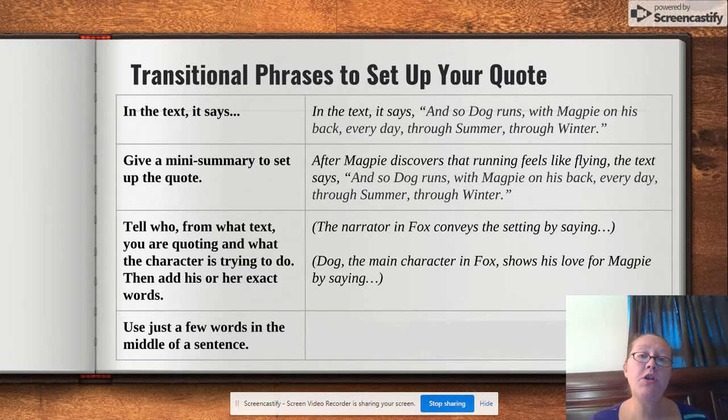And then you also could shorten your quote and just use the most important parts, a few words of it, in the middle of a sentence that you've constructed around it.